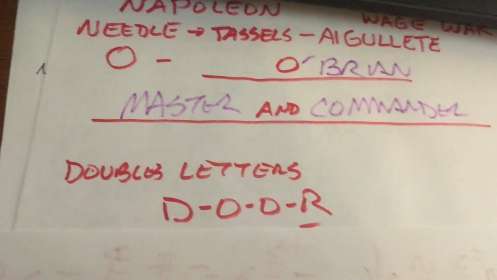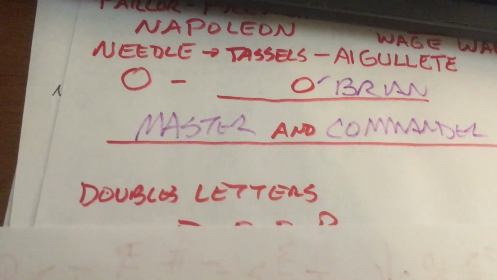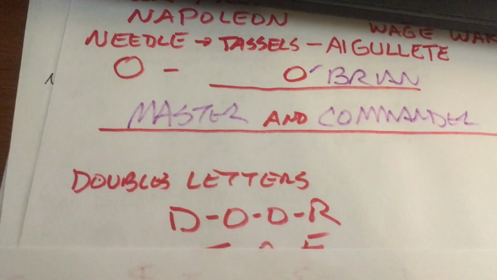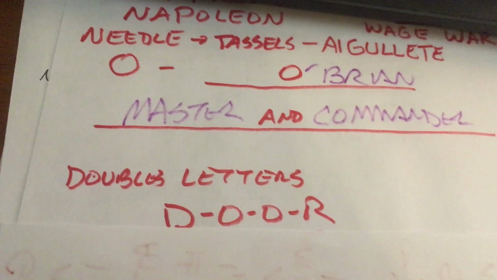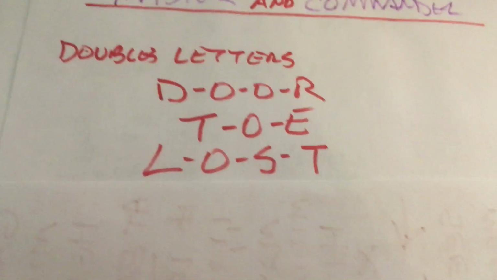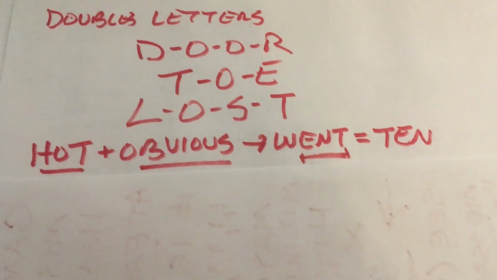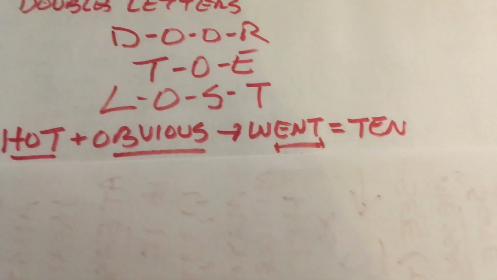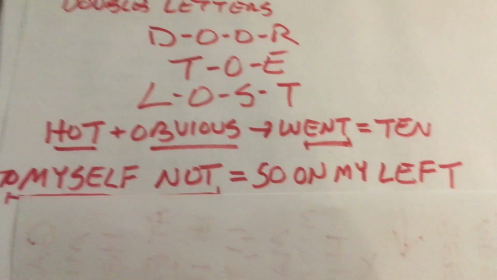The number of double letters, that is the words like middle, double D, right? Room, double O. Surroundings, double R. If you go through those doubles, it will spell door, toe, and then lost. So it would seem like you're canceling out number 25. You have the word hot and obvious right before the word went, which is 10. So not 25, but 10.